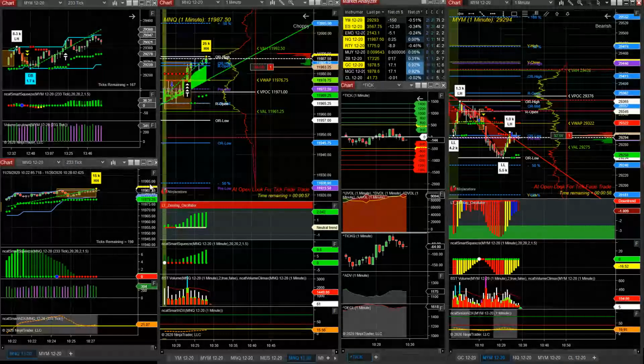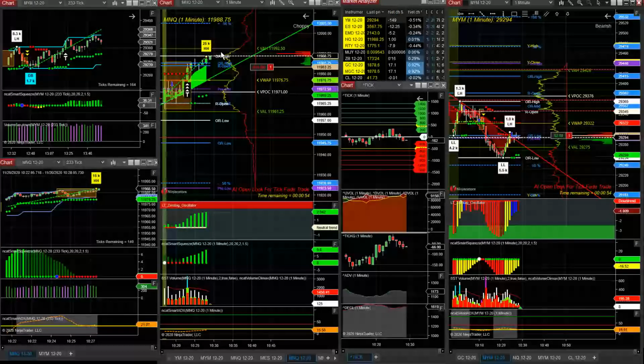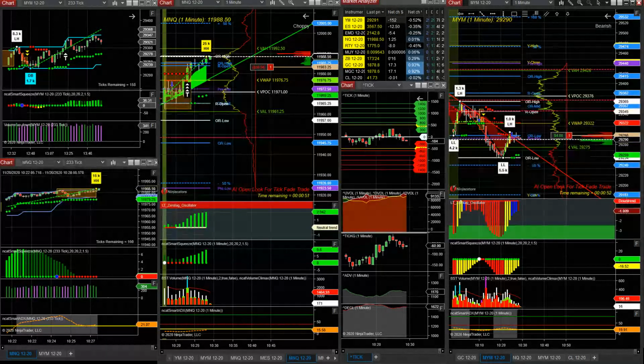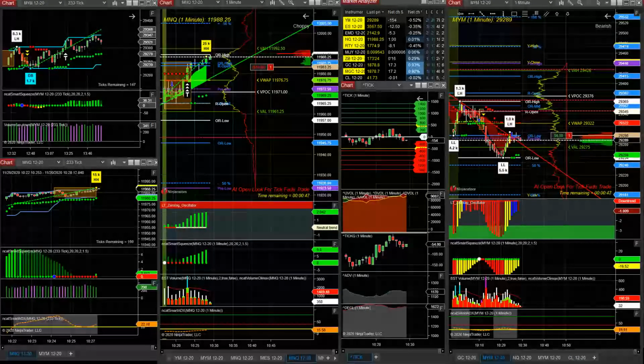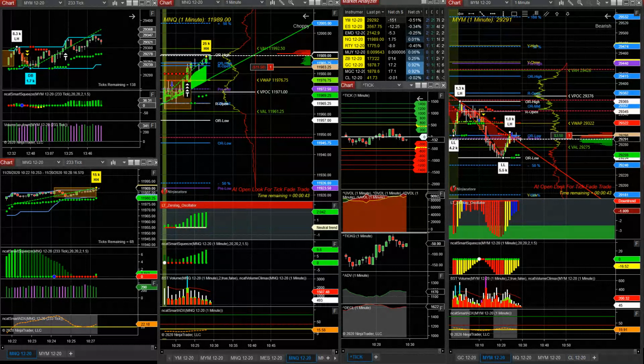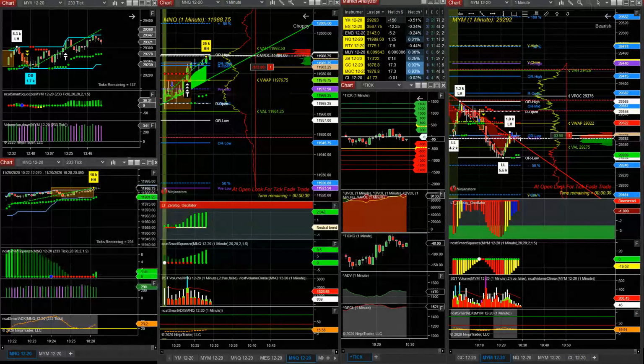NQ running up. Short NQ here. Maybe add one right here. All right, look to take NQ micro. I like to get it at 92. Somewhere up here, maybe 92. Order submitted. 92.75.